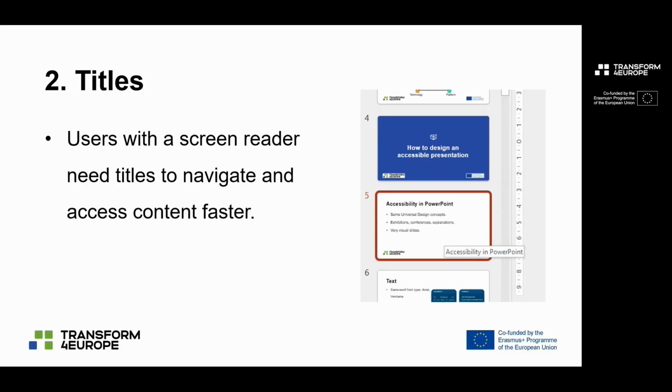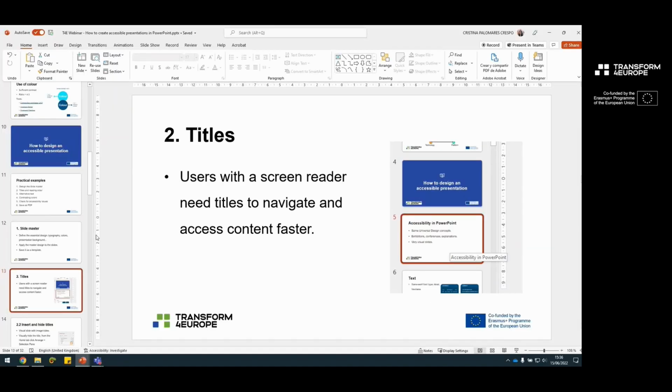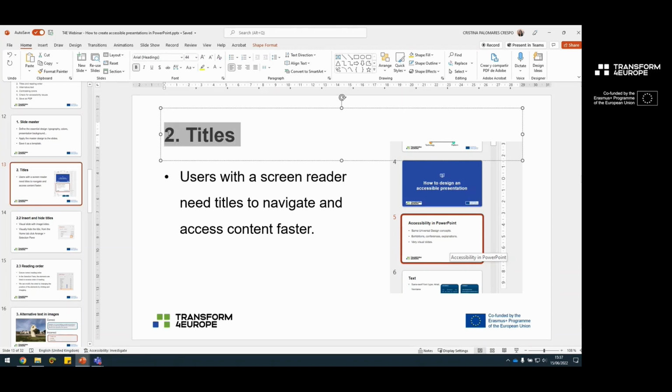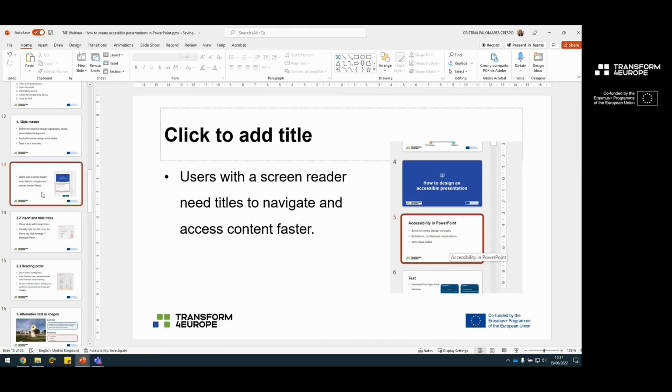Well, let's continue with the second element, titles. It's better doing in this way. Okay. If we move the mouse pointer to the thumbnails menu on the left and go over one of the slides, it will show us the title of the slide in case it has one. This is the title that the screen reader will read to the user. If I remove it and I go over the slide again, then we can see that it has no title, and therefore the user won't know what the content of this slide is.